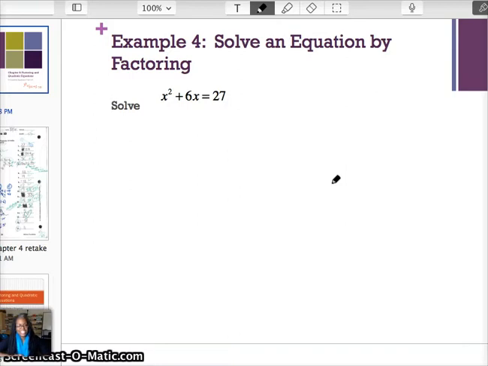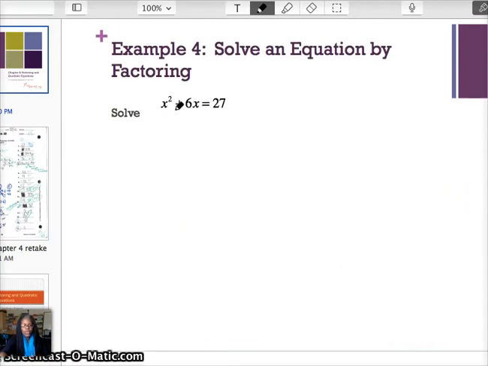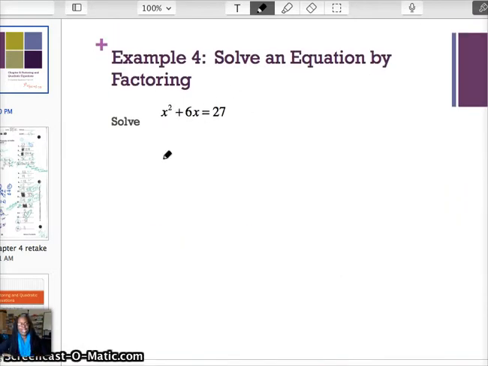All right, so example 4, solve an equation by factoring. So now this is an equation. Again, I want to point out, when you have an expression, notice there's no equal sign in here. You are only being asked to factor. You don't have to solve anything. But when you have an equal sign, oftentimes you are asked to solve. You can only solve if there's an equal sign. You need to have an equation to solve, okay? All right, so I'll get that out of the way.